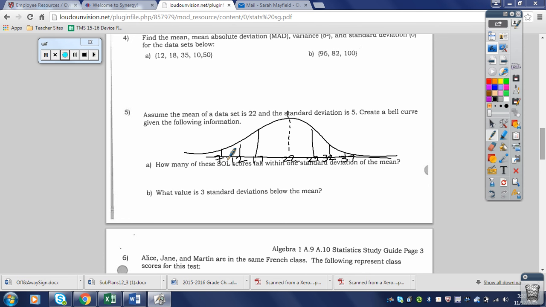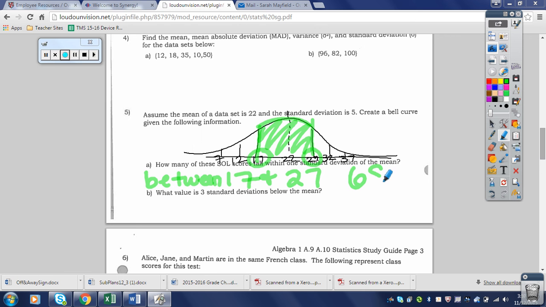So 5A says how many of these scores fall within 1 standard deviation of the mean? What is the value of 1 standard deviation above the mean? That's right here, that's 27. What is the value of 1 standard deviation below the mean? That's right here, that's 17. So between 17 and 27, how many units are there? 10. If you wanted to also talk about the percent, some of you remembered the percent between these two is 68%. You could also say that as well.